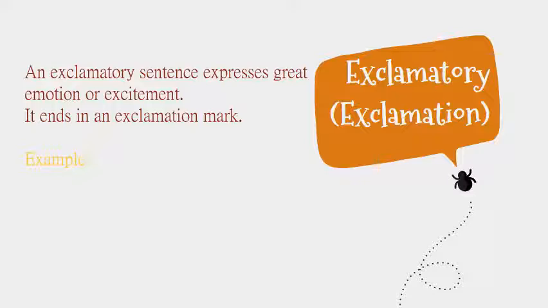So in the exclamatory sentence, I express my feelings, either a sad feeling or a happy feeling, or I'm angry, or surprised, for example. "The house is on fire!" Here I'm expressing my feelings. I'm afraid because the house is on fire, and I have to end my sentence with an exclamation mark.